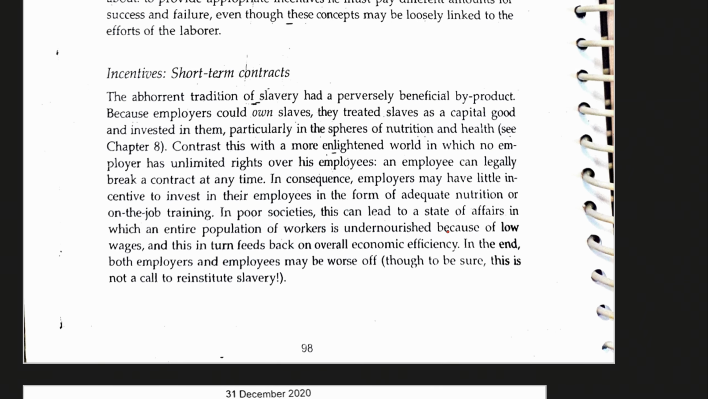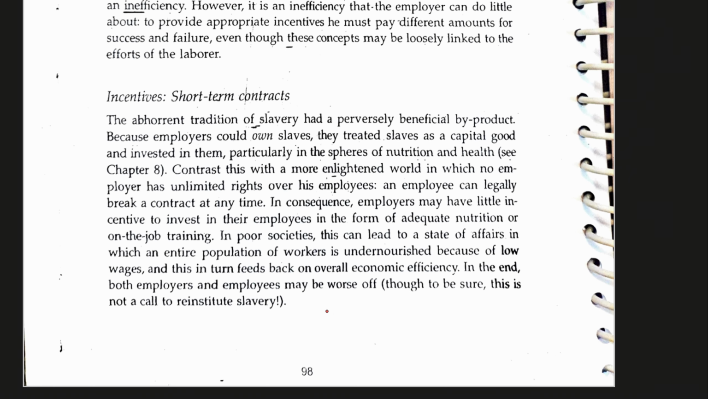Incentives, short term contracts. The abhorrent tradition of slavery had a pervasively beneficial byproduct. Because employers could own slaves, they treated slaves as a capital good and invested in them, particularly in the spheres of nutrition and health. Contrast this with a more enlightened world in which no employer has unlimited rights over his employees. In this case, they do have unlimited rights.